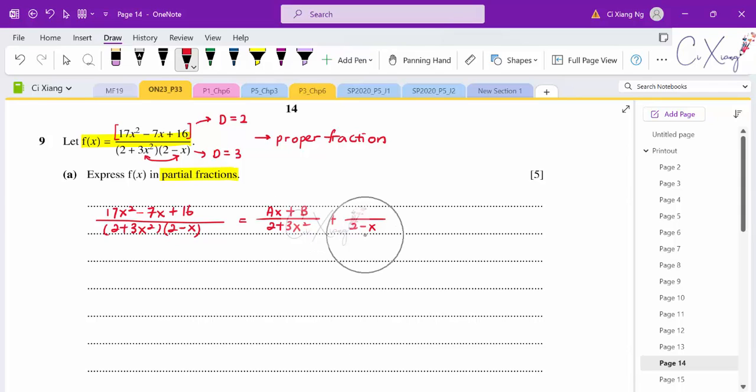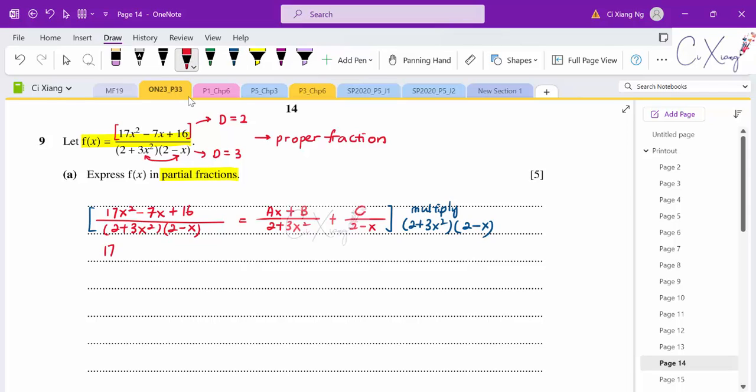For the second fraction here, it is a linear factor, right? 2 minus x power 1. So for a linear factor, on top we are only having a constant. Okay, so now we need to make sure that the whole denominator disappears for the whole equation. So I multiply the whole equation by 2 plus 3x squared and also 2 minus x.